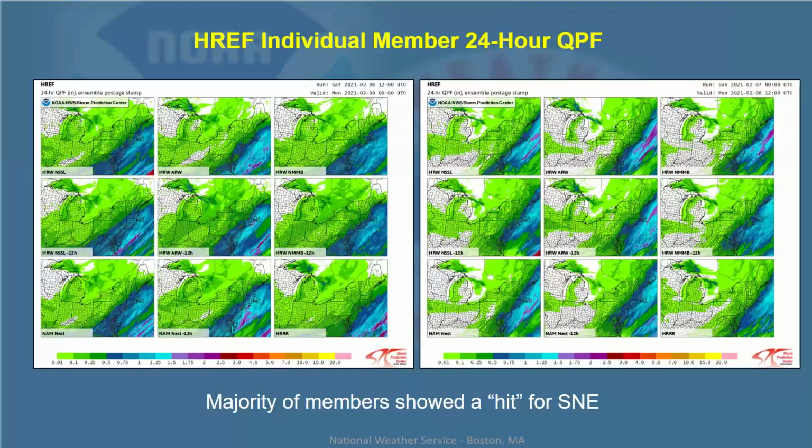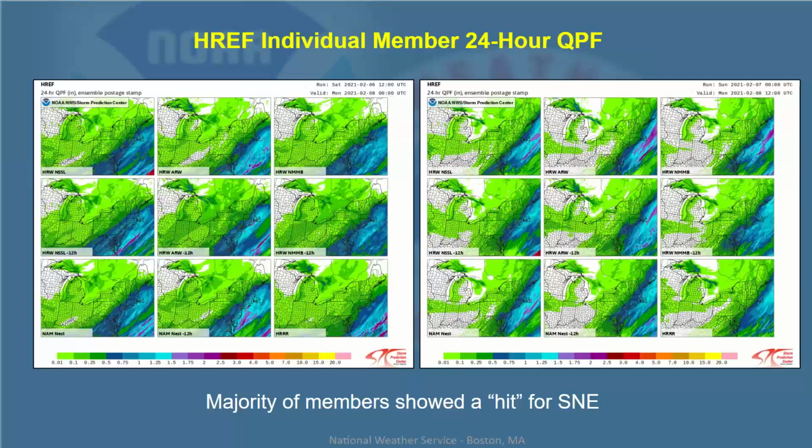So one of the pieces of data, this is the HREF model. Basically, it's kind of an ensemble. When we say an ensemble, it has different members, and then you can get an average of it. In this case, these are the individual members.